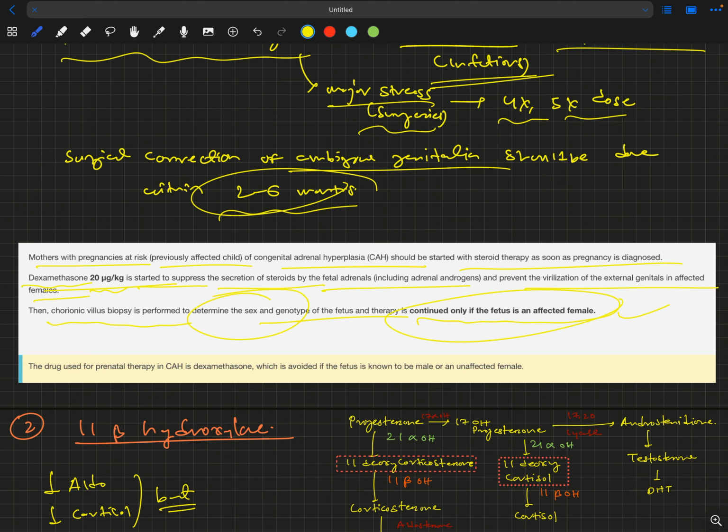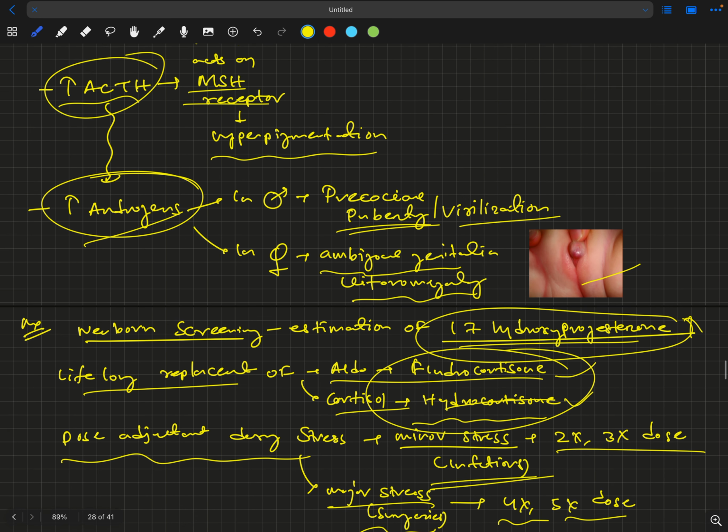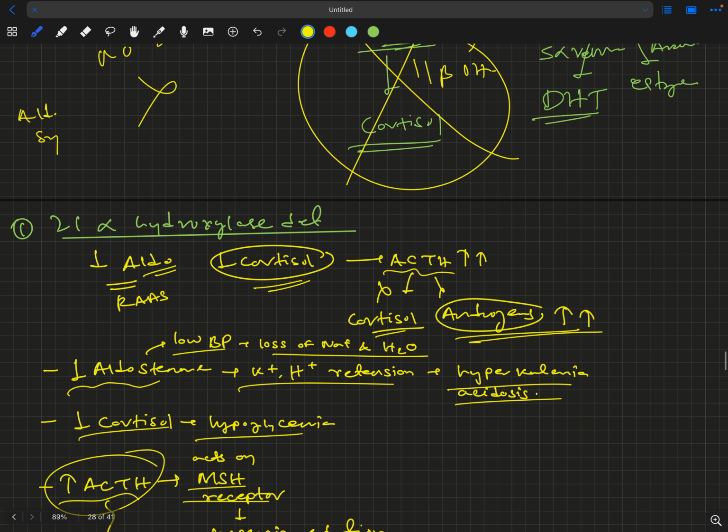If the fetus is male, then there is no need to continue; discontinue it, because in a male there will be precocious puberty, which is not a big deal, but in a female it will be ambiguous genitalia. So the drug used for prenatal therapy of congenital adrenal hyperplasia is dexamethasone, which is avoided if the fetus is known to be male or an unaffected female. So this is what we know about 21 alpha hydroxylase. It is the most common enzyme deficiency.